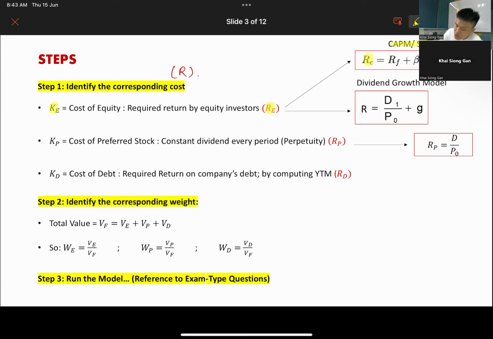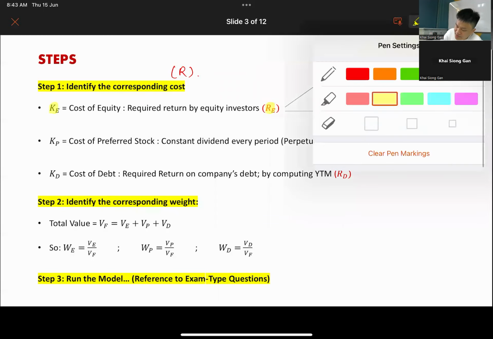Another method is using the dividend growth model. Remember how we used the dividend growth model previously? Remember the formula is something like this.